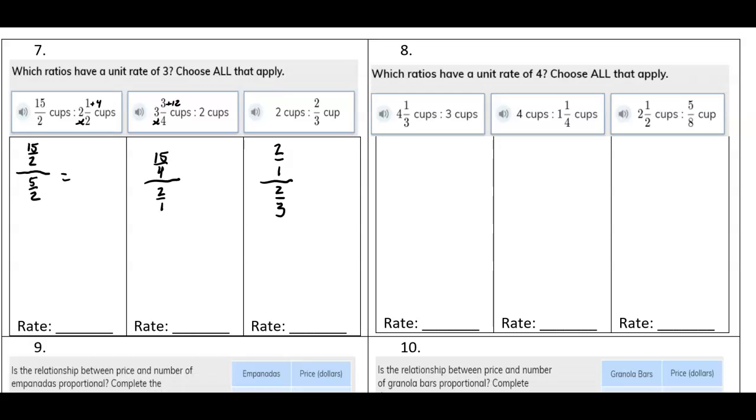So we'll do that division. We can use our calculator if we need to just figure out what gets us to 3. And if you don't like the fraction over fraction, this is the same thing as 15/2 divided by 5/2. So when I flip multiply straight across, I'm going to end up getting 3. So that's one of them. When I do this one and I flip multiply straight across, I get 15/8. So this is not one of them. And then when I do this one, and again, 2 over 1 divided by 2/3, I do get 3 as well. So these 2 ones were the ones that had unit rates of 3. Pause and do number 8.